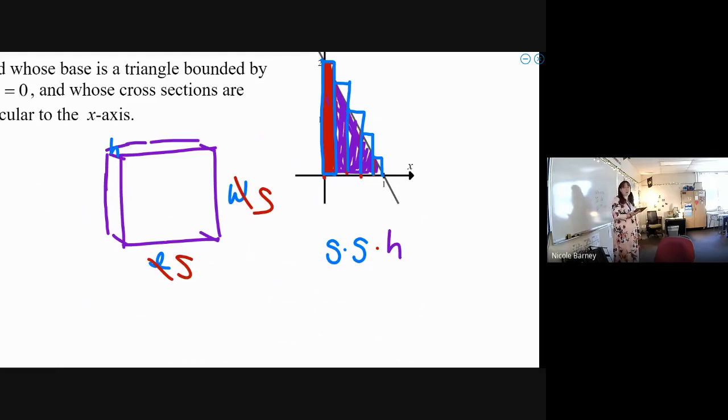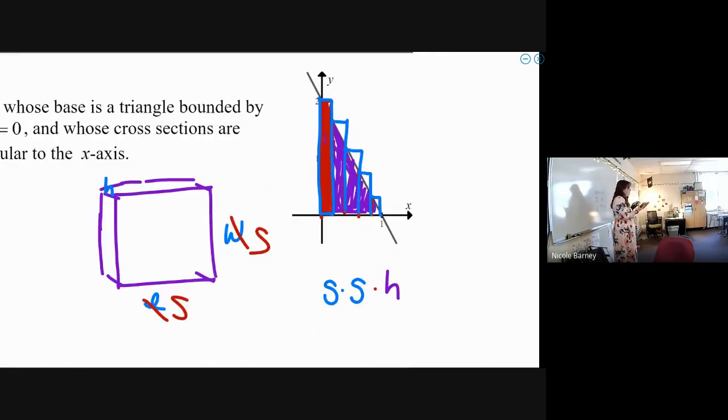Actually, let me ask this question first. What is the side length of each of these squares? Whatever the x or the y value is on each of these, right? So the y value here, the y value here, the y value here, the y value here, and the y value here. If I wanted to find the side length of this side, it would be the y value at that point.